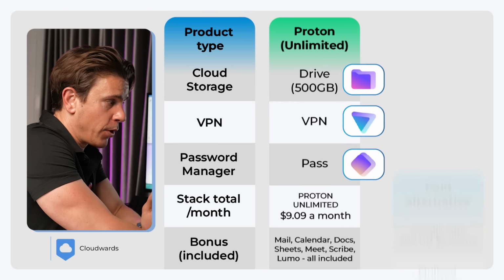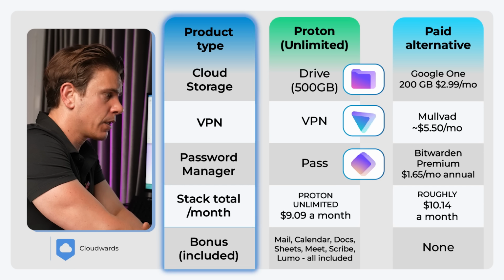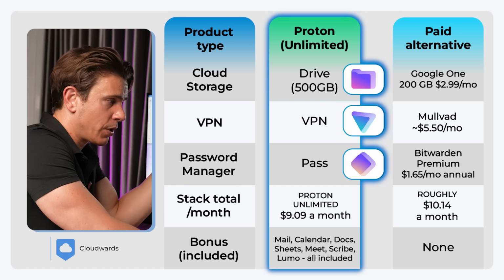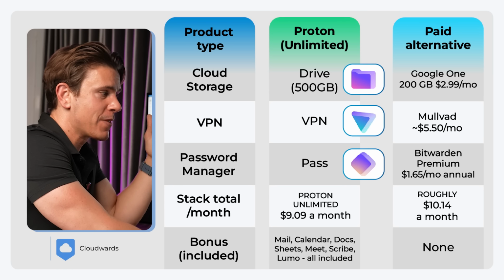Okay. So if you're one of the people watching this video who doesn't actually have a Proton account yet, you're probably trying to figure out if this whole bundle's really worth it. So let's do the math together, basically. Look at this table on screen. Down the left is the type of product: cloud storage, VPN, password manager. The middle column, the Proton app that covers it, is Proton Drive, Proton VPN, Proton Pass. And on the right, the paid alternative you'd actually buy on its own.